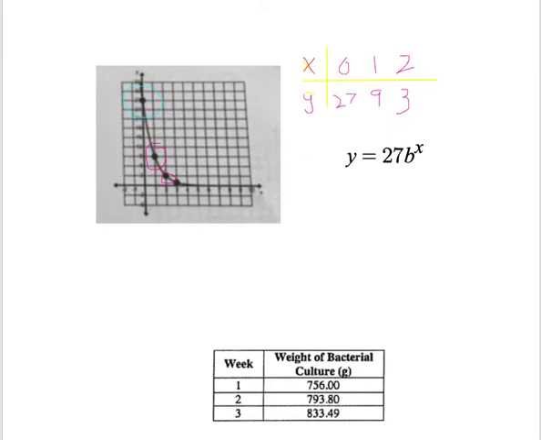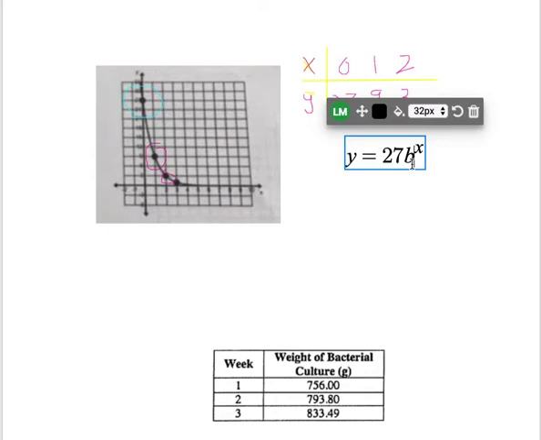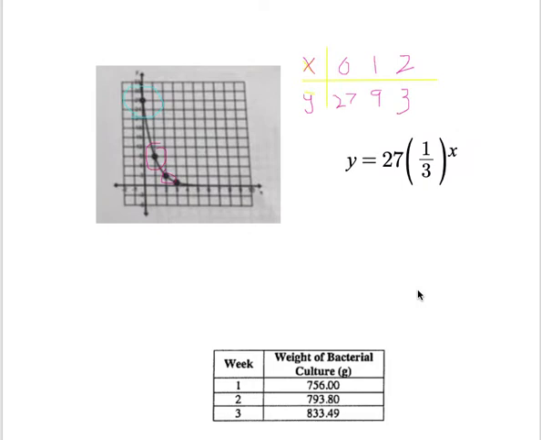So I'm now going to go back to my equation and change that multiplier to 1/3 to the x. All right, and I am done. There is my equation that's going to represent that exponential function. Again, I need my starting value and I need to know what my multiplier is.